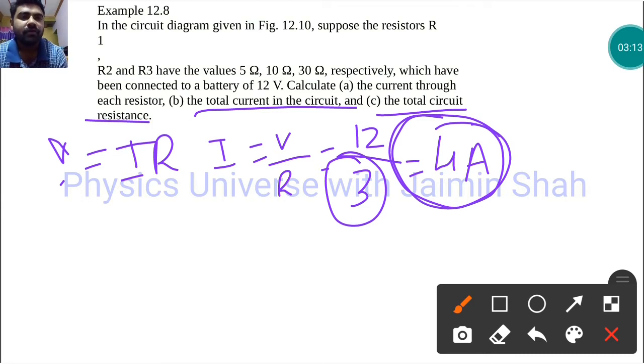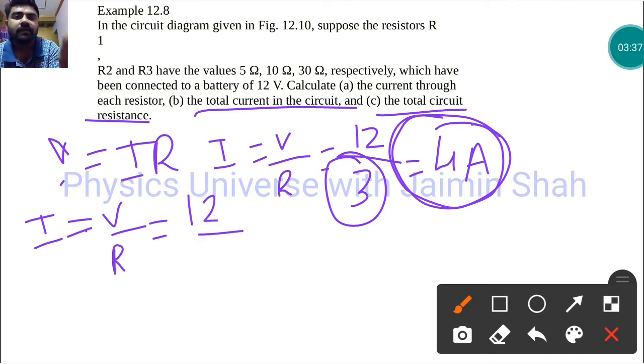Now the current through each resistor. To find that, the voltage will remain the same for all. So for the first, I is equal to V upon R. V is always constant for a parallel connection, so V is 12 and the first resistance is 5, so 12 upon 5 is 2.4 ampere, which is flowing through the 5 ohm resistance. That is our I1.